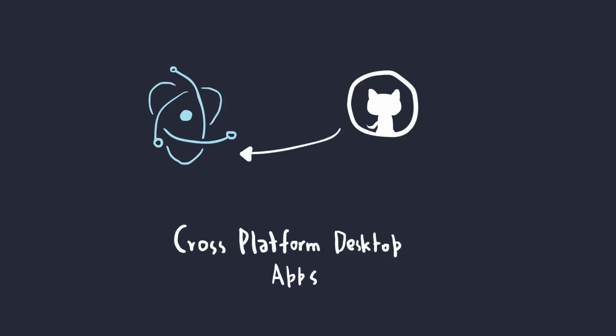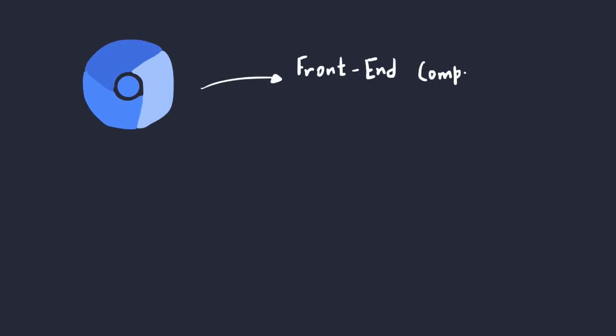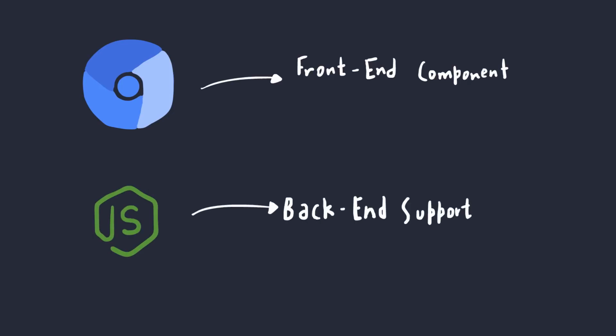Electron, originally developed and maintained by GitHub, is an open source framework for building cross-platform desktop applications. Electron's functionality lies in the fact that it uses Chromium as its front-end component, whereas it uses Node.js for back-end support. This means that ultimately, even though it's considered a desktop application by users, it would be more appropriate to describe it as a web application that integrates directly with your desktop.